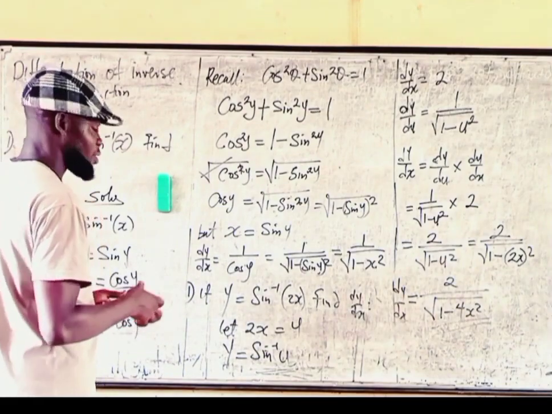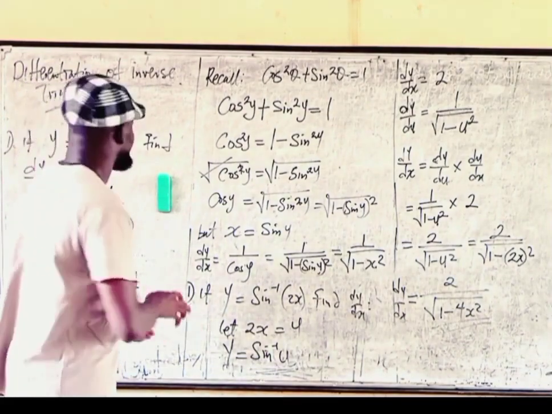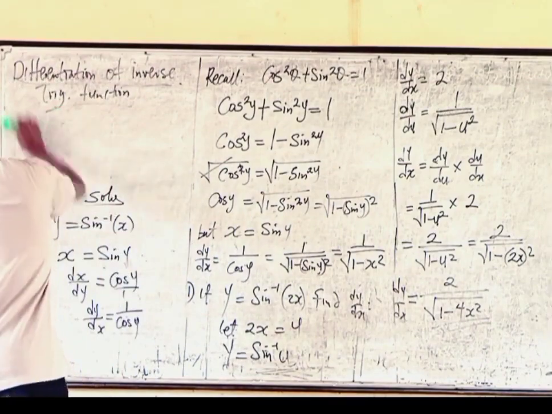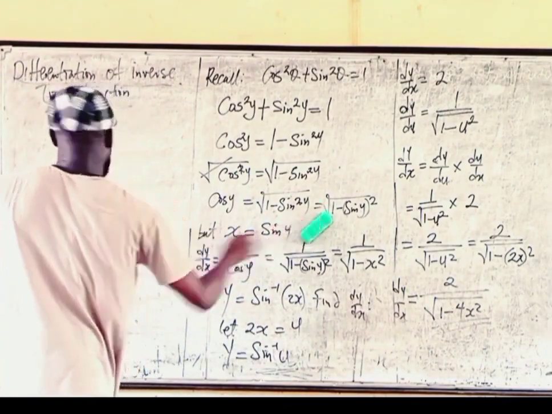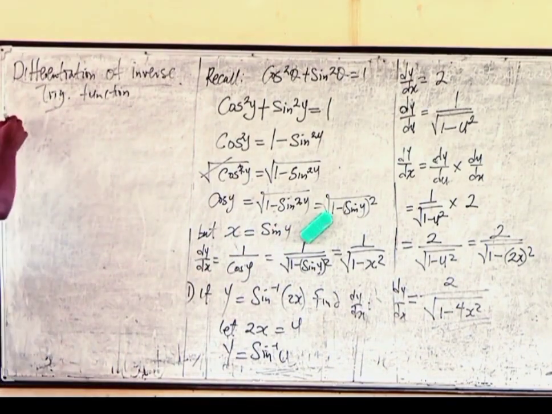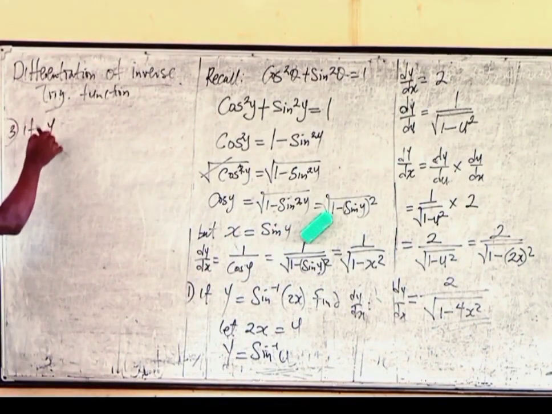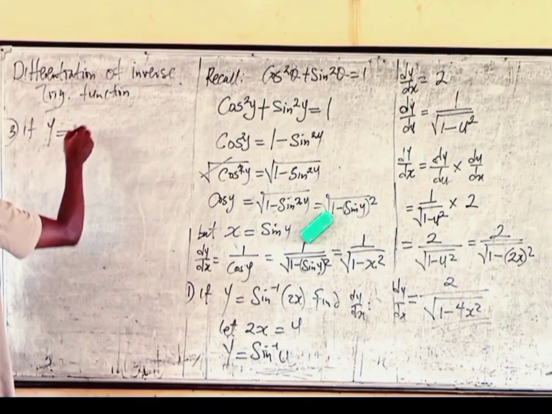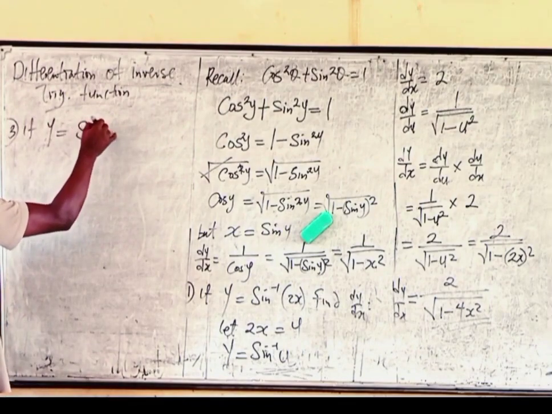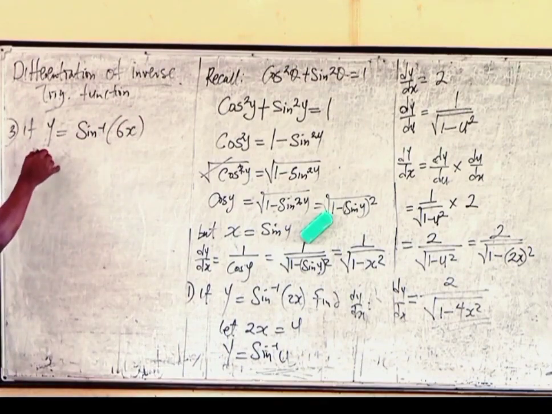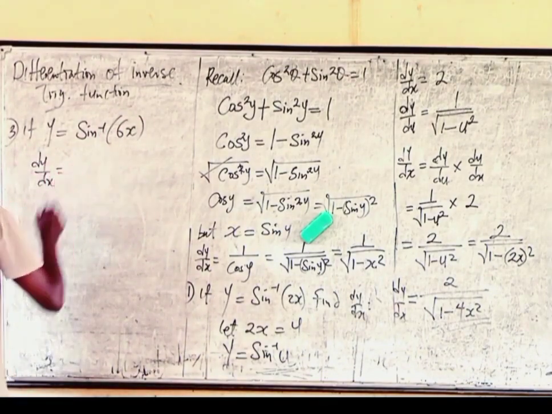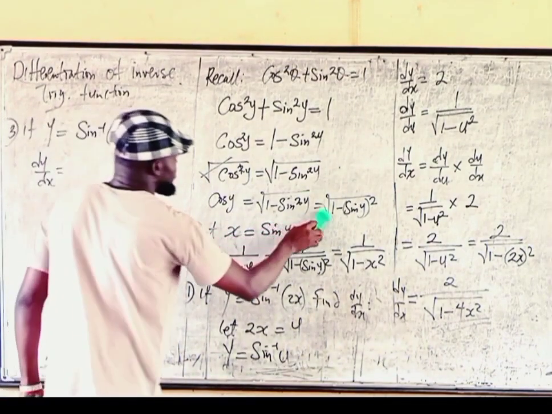I don't know if we can add another question to this. Okay, let's look at another question. Let's now have question 3. If y is equal to, let's say, the sine inverse of 6x, what will be dy over dx?